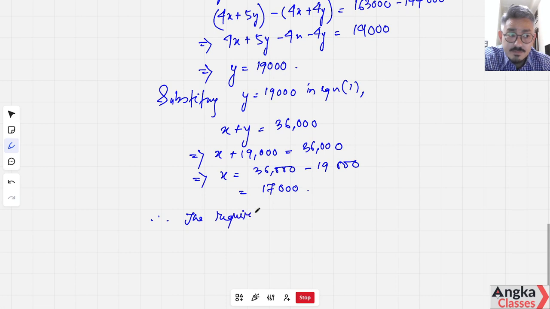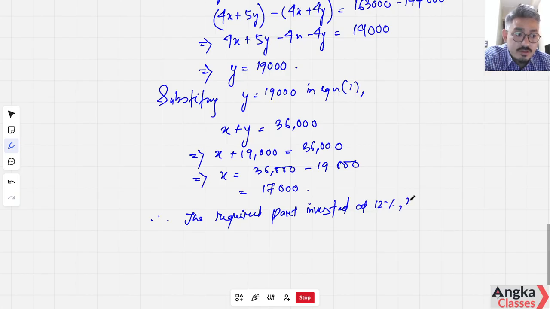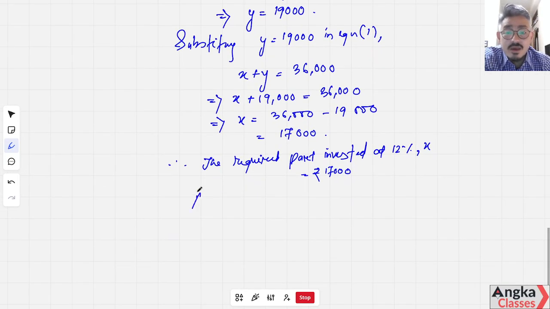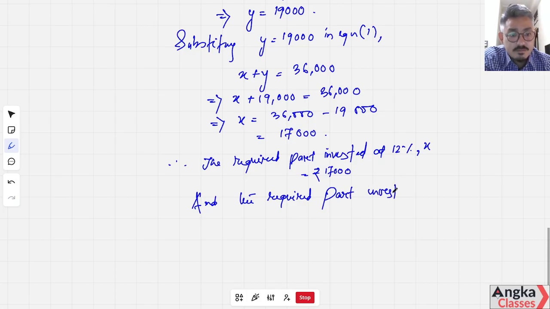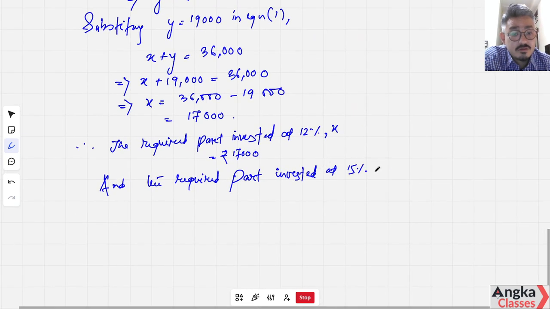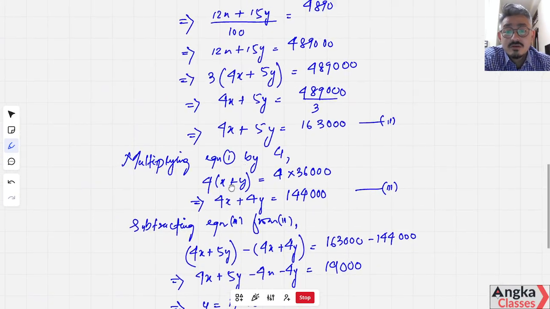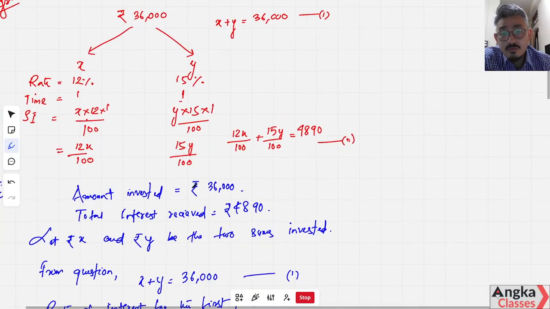Therefore, the required amount invested at 12%, that is x, is rupees 17,000, and the required part invested at 15%, that is y, is rupees 19,000.